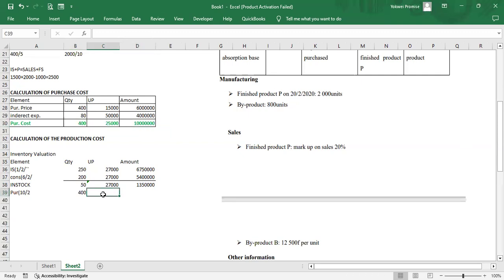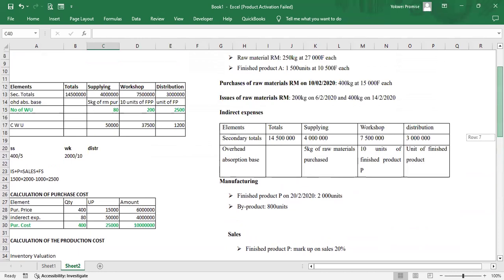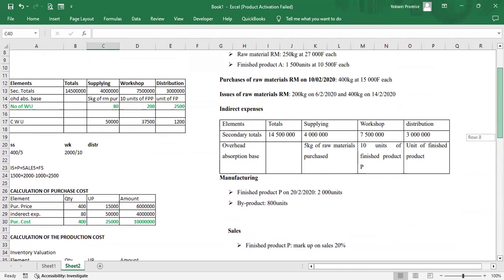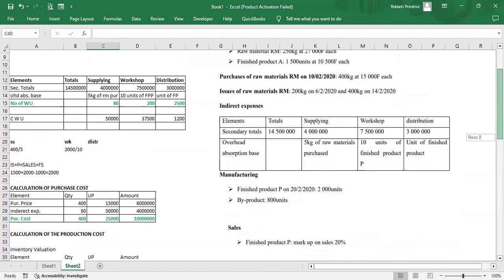So I have 25,000, equal to this times this. We are going to have 10 million. And again, the question further says consumption again. We have 400 units, 400 kg on the 14th.